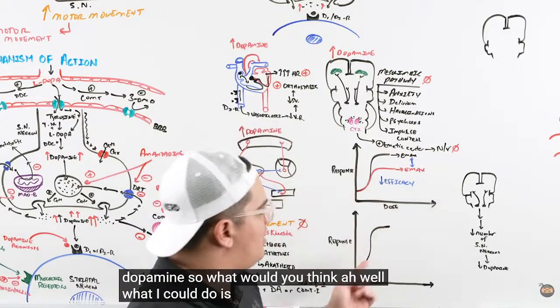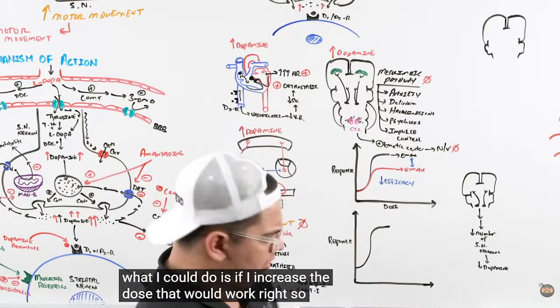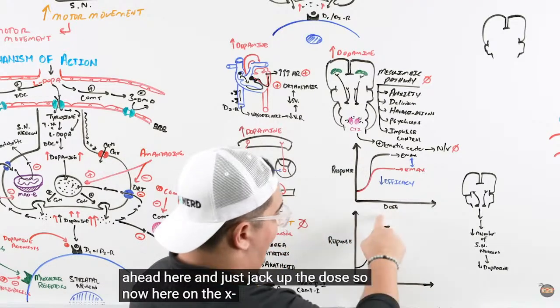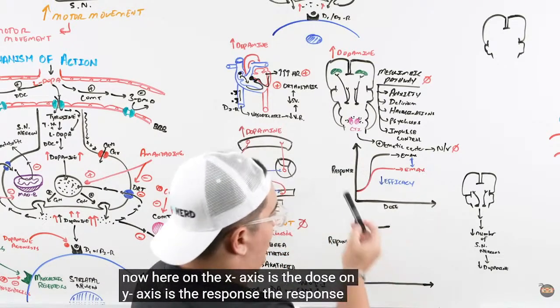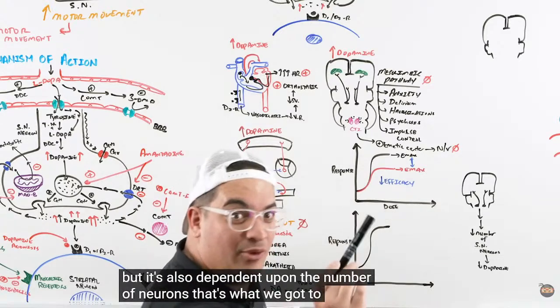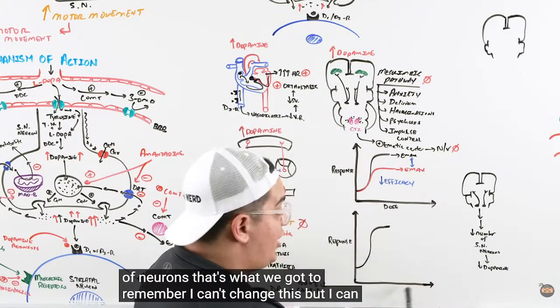Well, what I could do is if I increase the dose, that would work, right? So let me go ahead here and just jack up the dose. So now here, on the x-axis is the dose, on the y-axis is the response. The response is dependent upon the L-DOPA, the dose of L-DOPA, but it's also dependent upon the number of neurons. That's what we've got to remember. I can't change this, but I can change the dose.